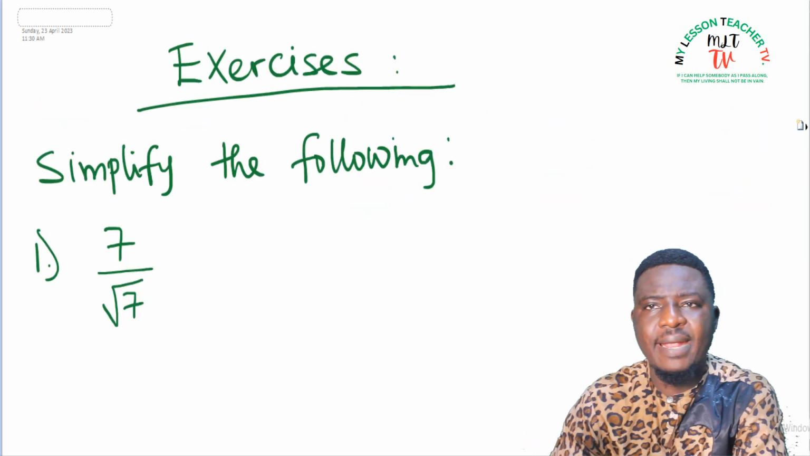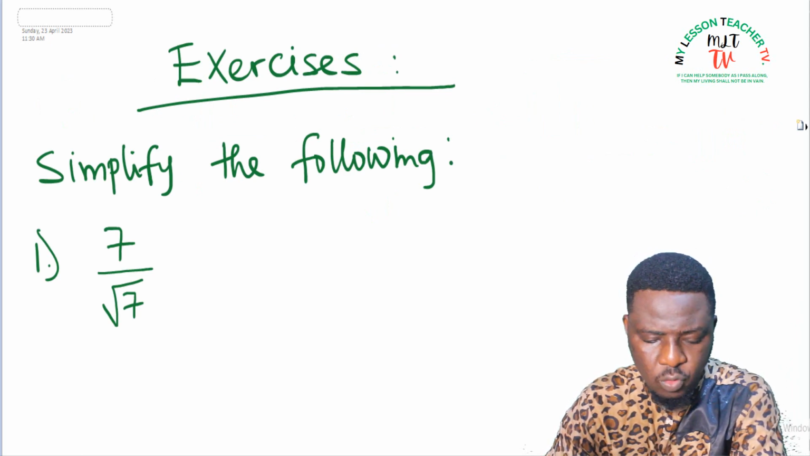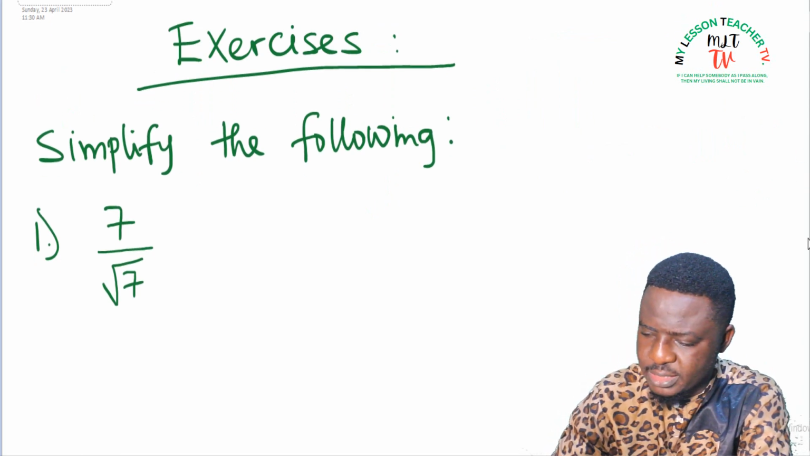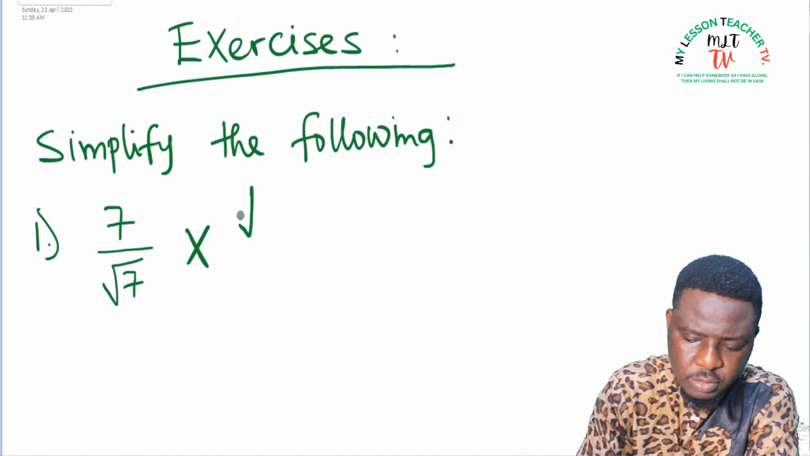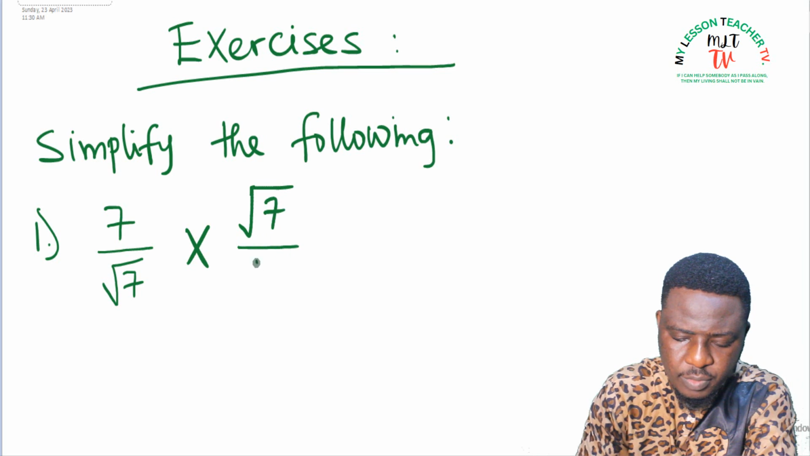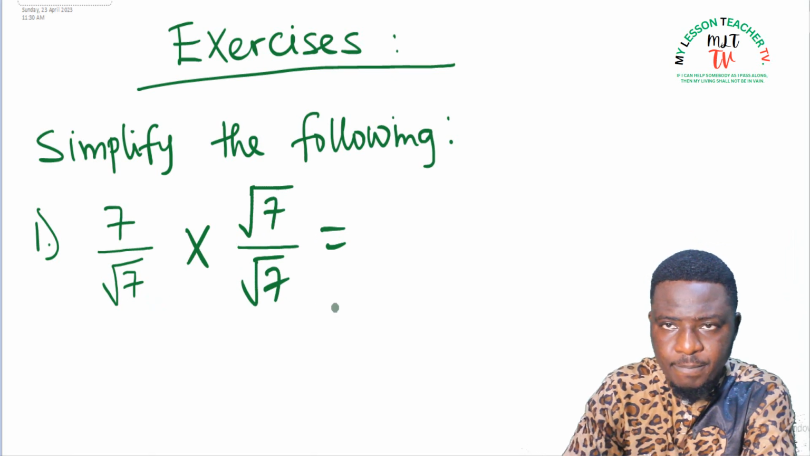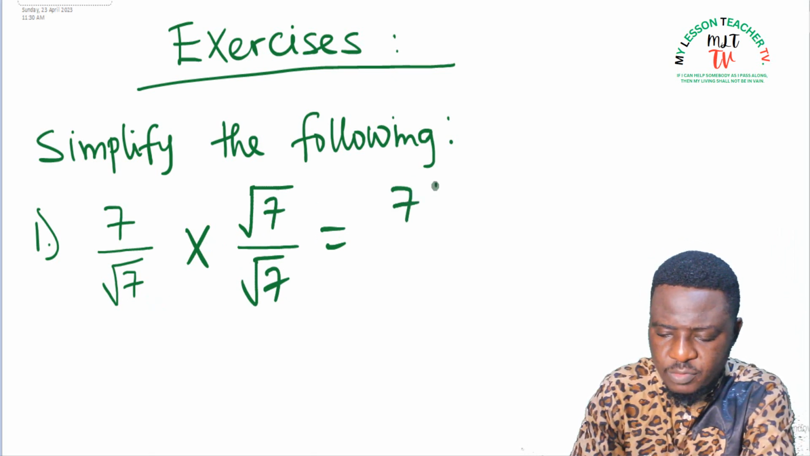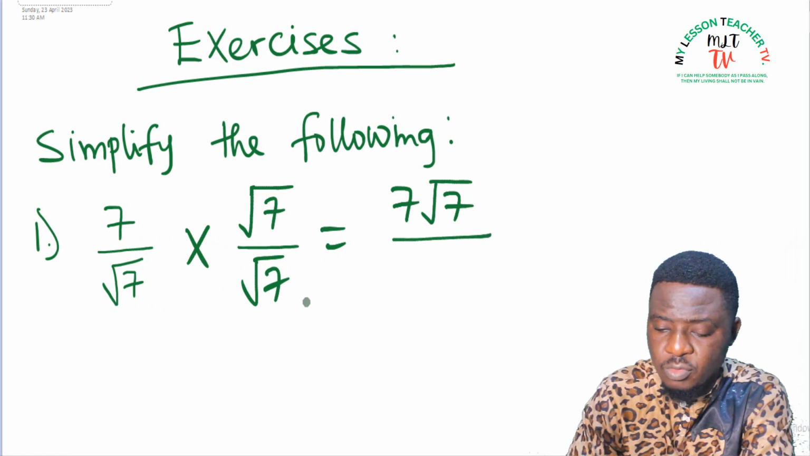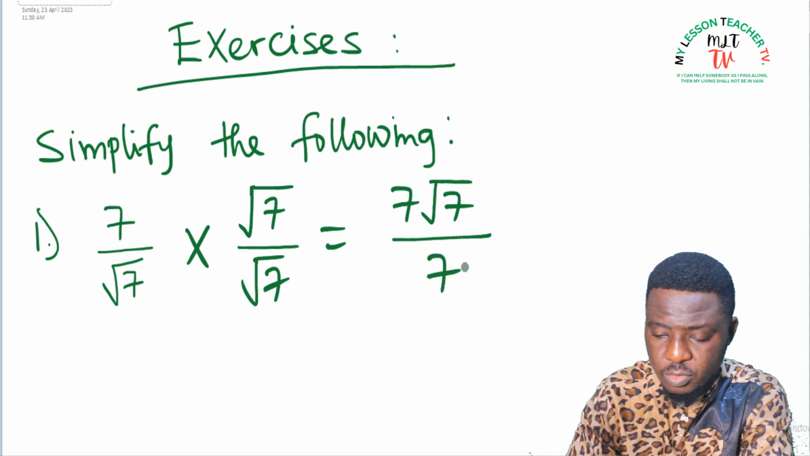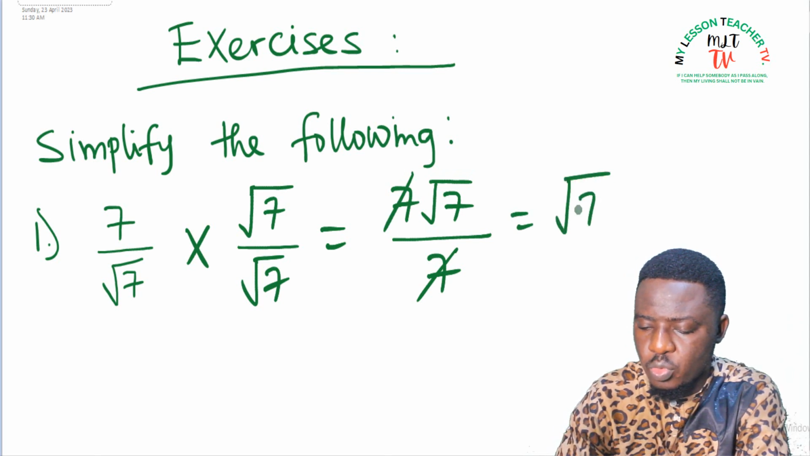We shall now take more exercises on rationalization of SURDS. We are asked to simplify the following. 1. 7 over root 7. So we are going to multiply both the numerator and the denominator by root 7. So this becomes root 7 divided by root 7. Multiply out the numerators, divide by the denominators. So 7 times root 7 gives us 7 root 7 divided by root 7 times root 7, which is root 7 squared, which is 7. So 7 will cancel out 7, which is equal to root 7.